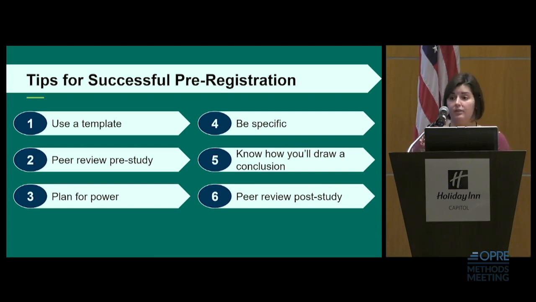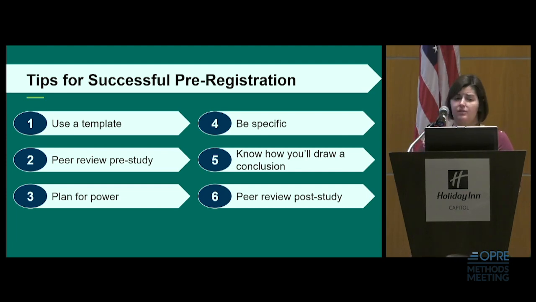Third step is to plan for power. So statistical power is extremely important to make sure that your study is likely to be informative regardless of the outcome. So we know that if you do an underpowered study, you might get a result that's ambiguous or not as informative as you would like. So planning for power is a really, really key step in the pre-registration process.